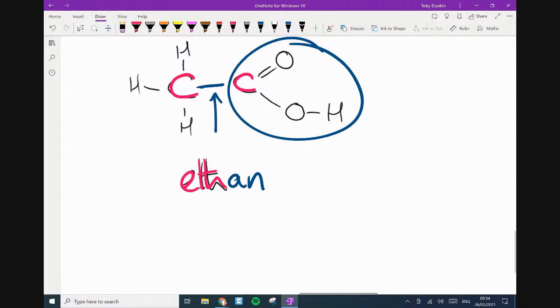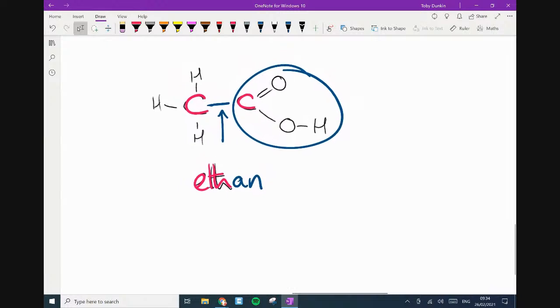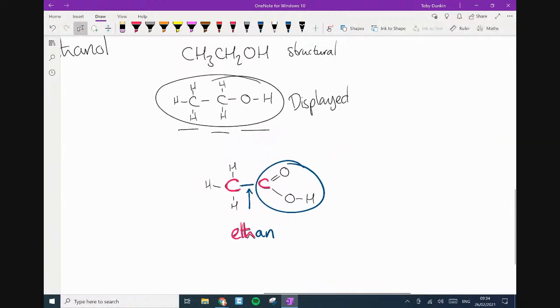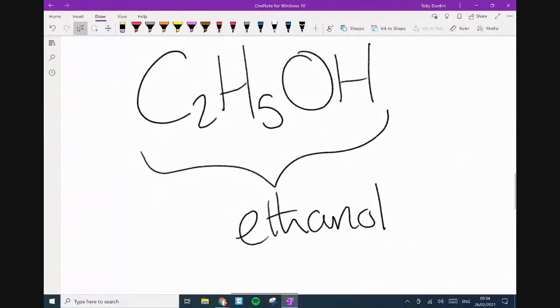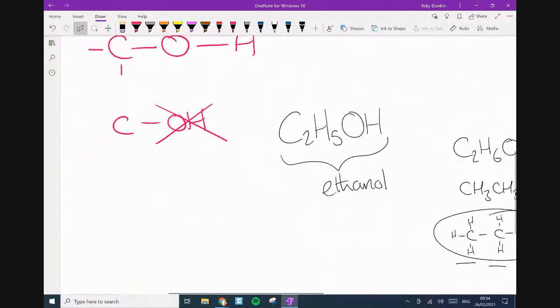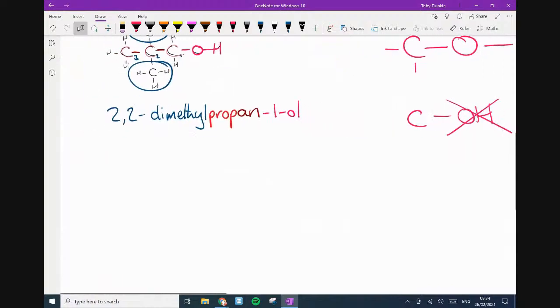There's 10 families at AS, by the way. You learn 10 families. It's not as bad as it sounds. You've already got 5 of them from GCSE: enes, anes, ols, oics, and esters, technically, at GCSE. Anyway, I'm just letting you know that this is how you're probably going to see ethanol in your exam. You'll see both the displayed and that, but Edexcel.